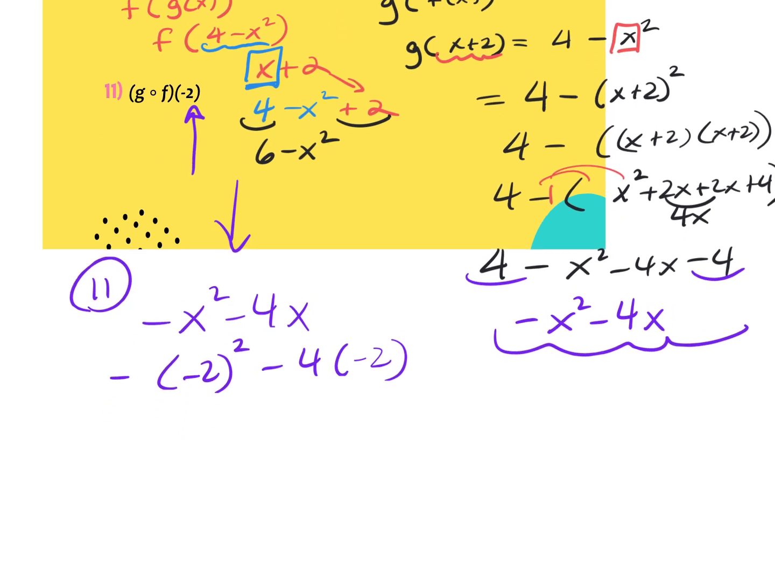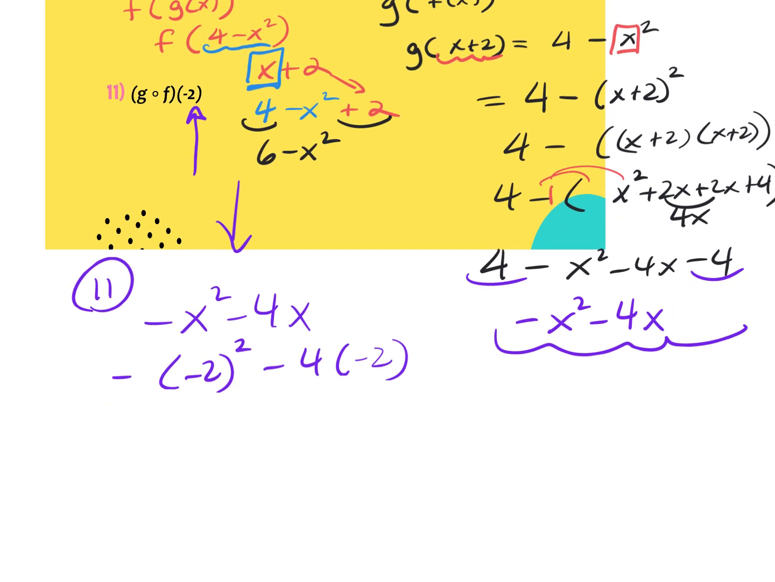And again, you're going to follow order of operations. So I'm going to evaluate this exponent first. So negative 2 squared becomes positive 4, but then the negative sign is still there. And then over here, I'll multiply negative 4 times negative 2. I get positive 8. And then now negative 4 plus 8. And my final answer is positive 4.